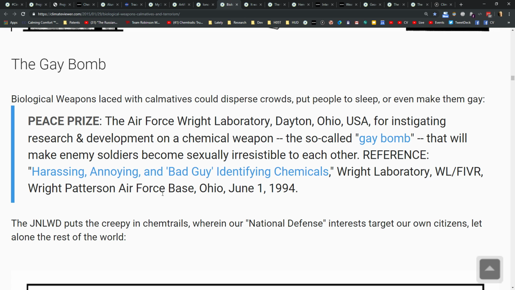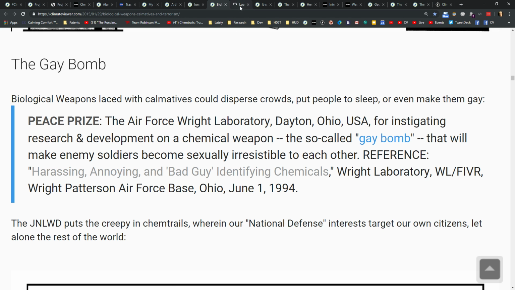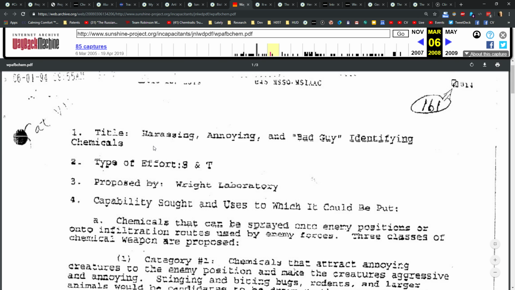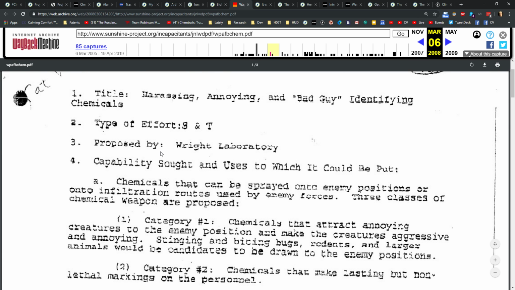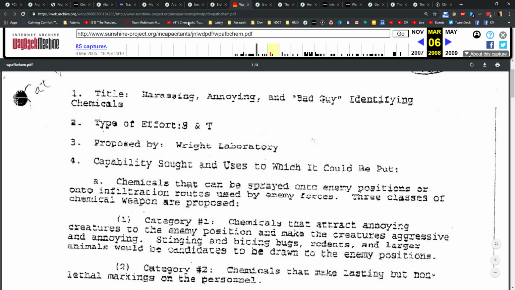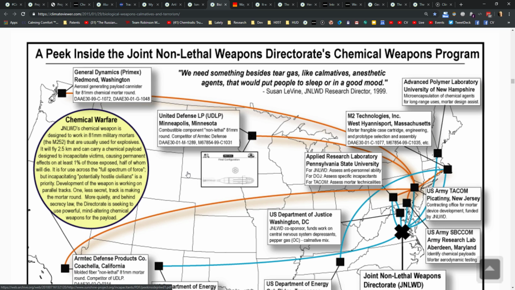Wright Laboratory, Wright-Patterson Air Force Base, June 1994. This is from a FOIA at thesunshineproject.org. You can't make this stuff up. And their website was, of course, deleted, so I had to pull this up from archive.org. But yes, the gay bomb, very real. Oh my God. So these are real chemtrails, biological weapons.